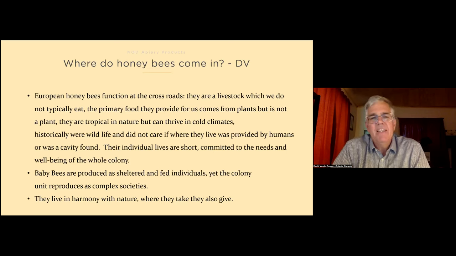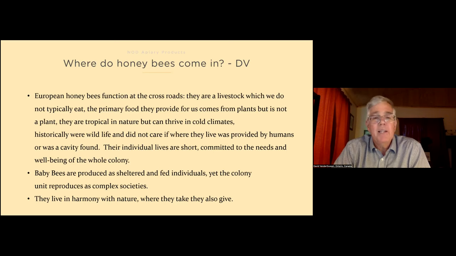We don't typically eat this livestock. And the primary food that they produce for us comes from plants, but it's not a plant, which of course is honey. And the other thing is that they're tropical in nature, which we sort of humans are. You know, we have to protect ourselves from cold climates, but we can thrive in cold climates.